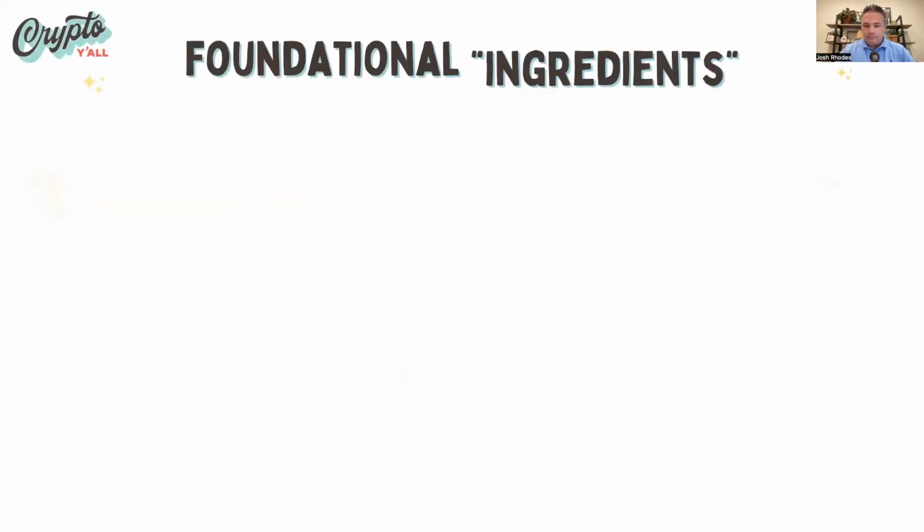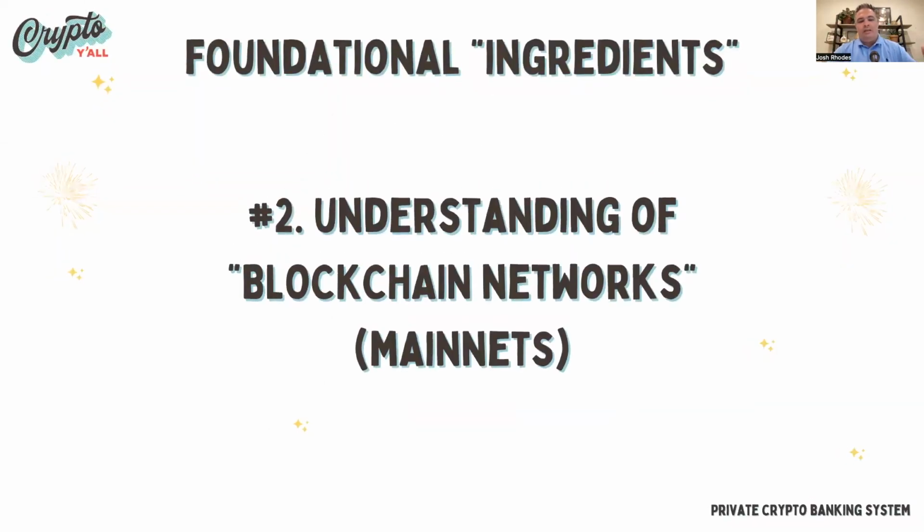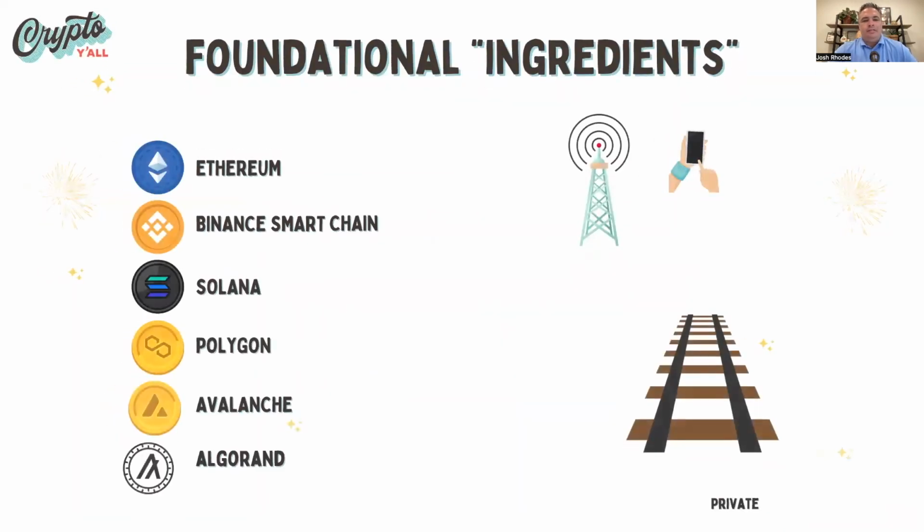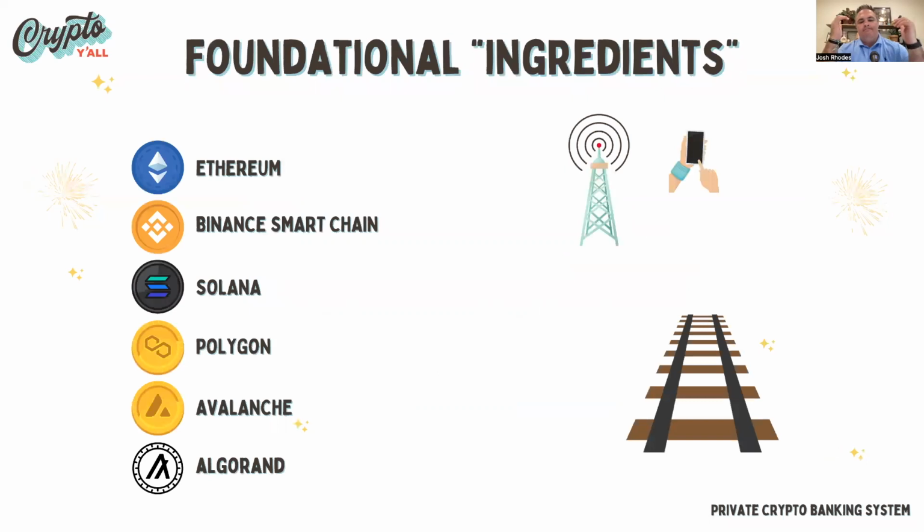Next ingredient. You got to understand the blockchain networks, also known as main nets. And I'm going to go through this pretty quickly, but basically I always explain them as like cell phone towers, like AT&T, T-Mobile, Sprint, Verizon. They act like different networks, or maybe even railroad tracks. Just think of crypto traveling on networks, and some crypto are only built on a specific network.